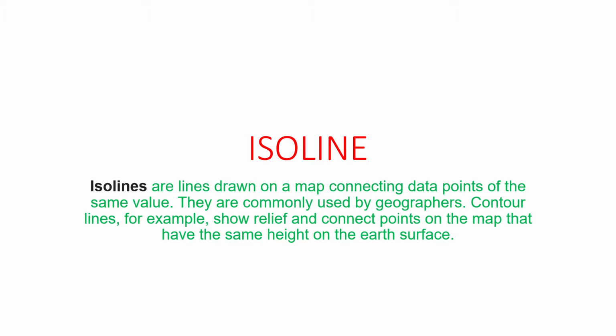Today we are going to start a chapter called Isoline from Geography Practical, class 11. Before going into the chapter, we should first know about the isolines. Isolines are lines drawn on a map connecting data points of the same value, and they are commonly used by geographers to demarcate the contour values or contour lines, the isotherms, isoheight, etc.